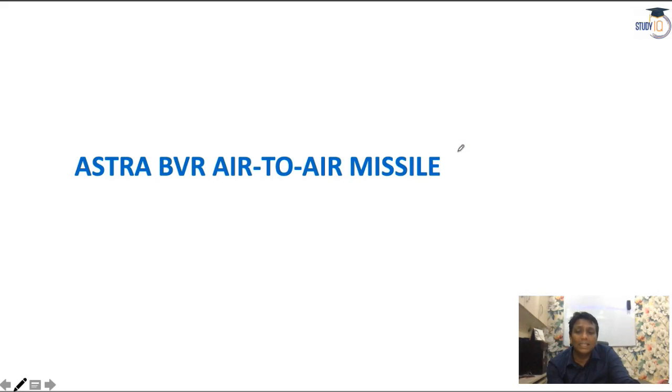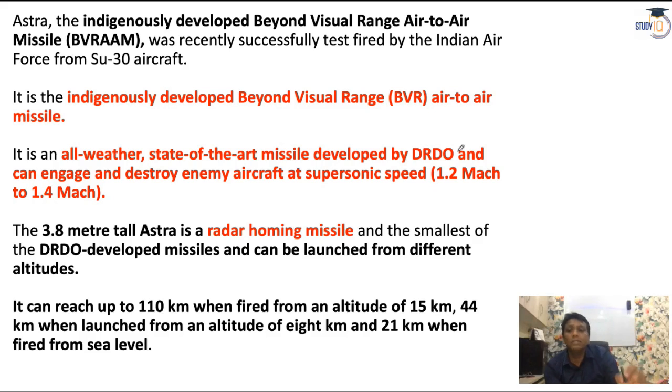What about the Astra? Astra is what? Astra is the air-to-air missile. It was also in the news in September. Astra is an indigenously developed BVR, beyond visual range, air-to-air missile. Beyond visual range means even in areas where you cannot see, it can wage war up to that area. And it was tested from Su-30, Sukhoi 30 fighter planes. So from a Sukhoi 30 fighter plane, you use this missile Astra from air to air. So it's a completely indigenously developed beyond visual range air to air missile.